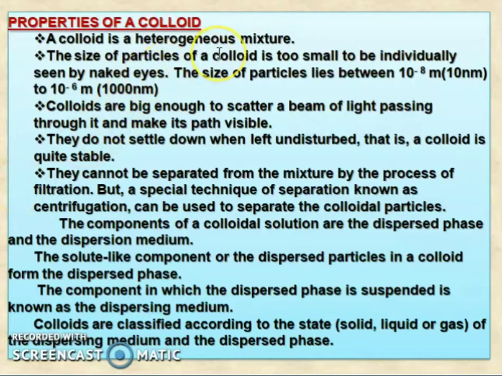Next, the properties of a colloid. A colloid is a heterogeneous mixture. The size of the particles of a colloid is too small to be individually seen by the naked eye. The size of particles lies between 10 to the power minus 8 meter, that is 10 nanometer, to 10 to the power minus 6 meter, that is 1000 nanometer. The colloidal particles are big enough to scatter a beam of light passing through it and make its path visible. They do not settle down when left undisturbed. That is, a colloid is quite stable.